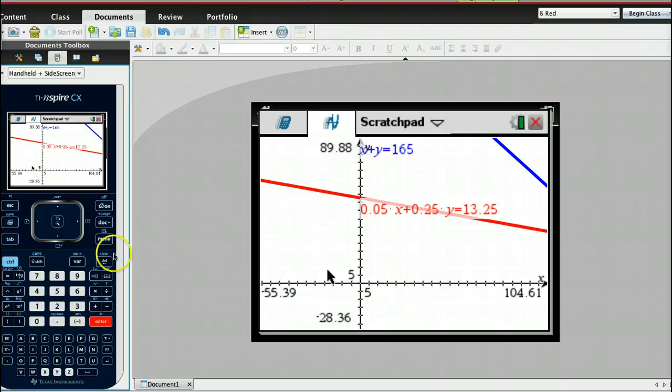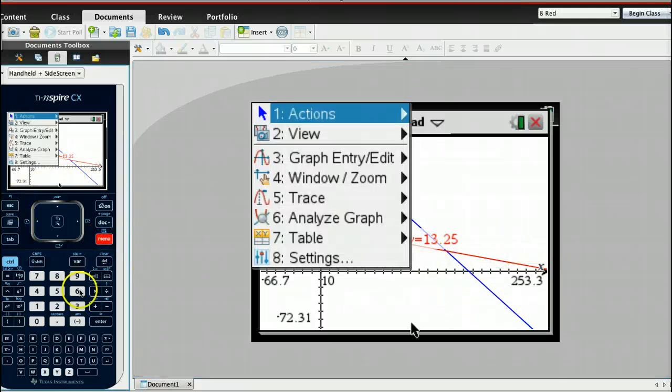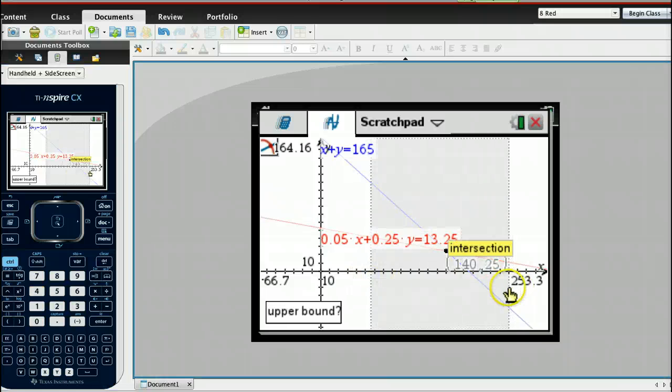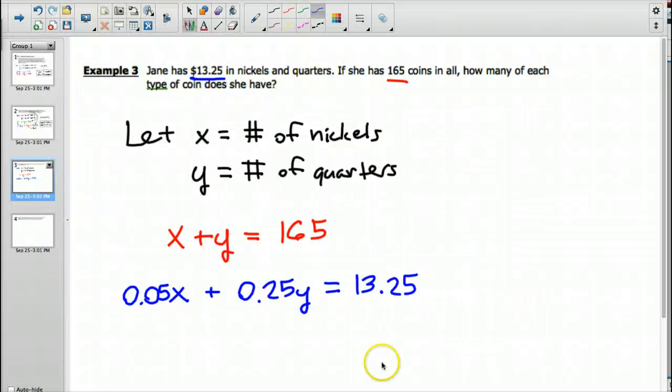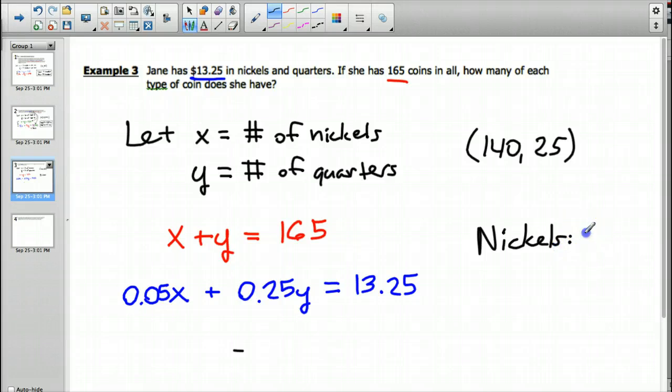Okay, I need to zoom out a little bit to see my intersection point. My intersection is going to be somewhere over here in this region, just based on the direction these lines are going. So if I just click once, I should be able to see it. There we go. And now menu 6.4, my intersection point is at (140, 25). So that tells me that the number of nickels that Jane has is 140, and the number of quarters she has, if I can spell quarters, be quiet, Will, is 25.